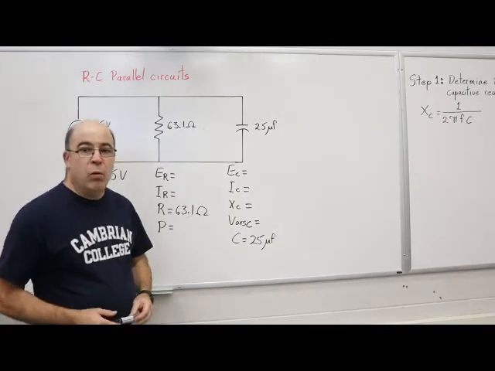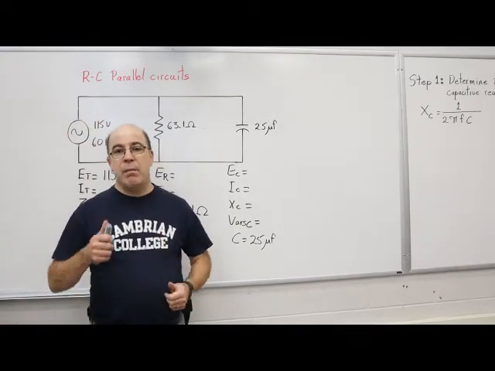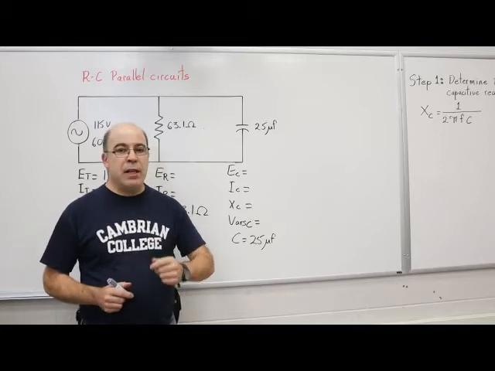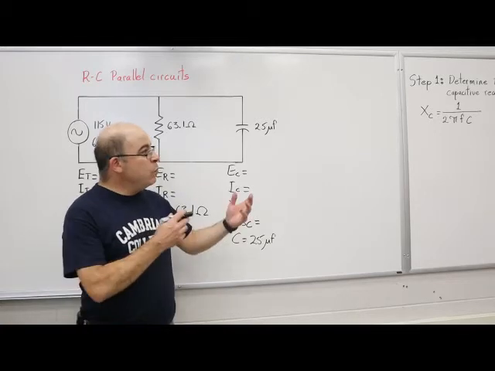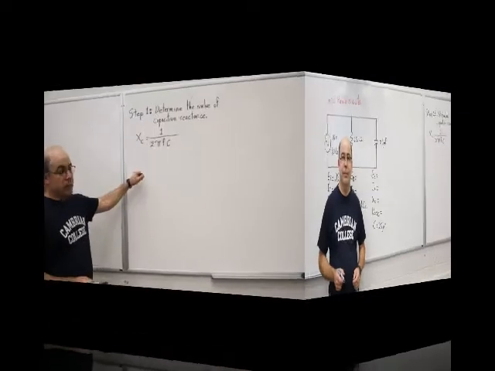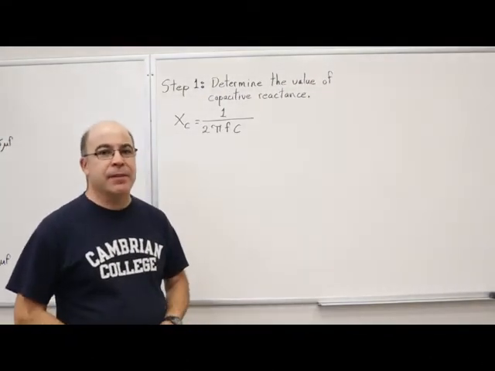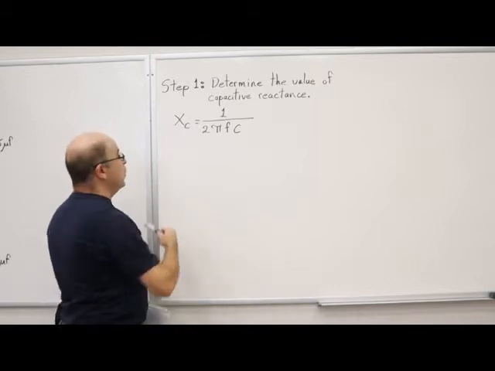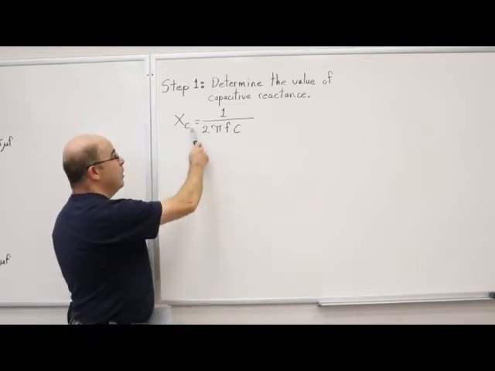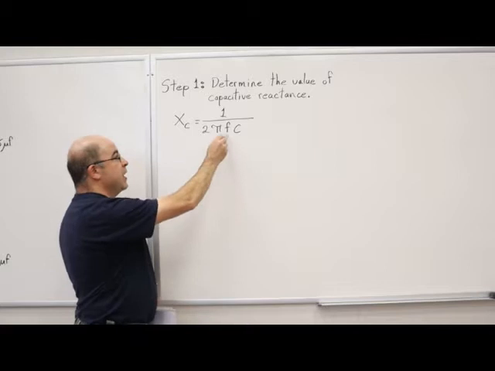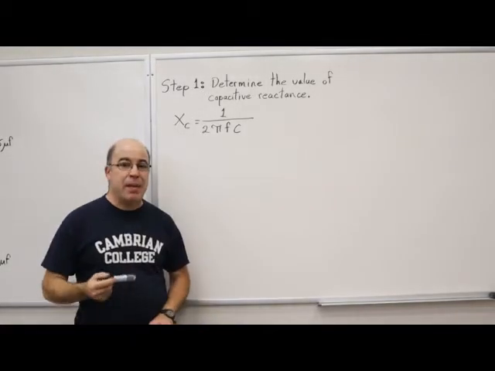Let's go down to the board. Grab a pen, pencil, some paper. Don't forget your scientific calculator, and we're going to go through this. Step 1, determining the value of capacitive reactance. Here's the formula that we're going to use: 1 over 2 times pi times the value of frequency times capacitance.